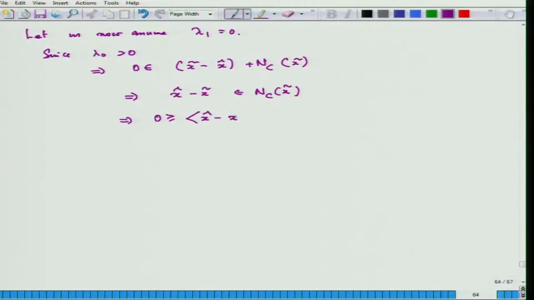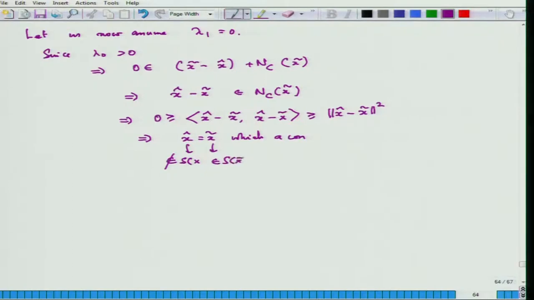which would imply that x hat minus x tilde... So, this would immediately imply that x hat is equal to x tilde, which is a contradiction, because this is not in S x bar and this thing is in S x bar. So, there is a contradiction. So, this would imply for us that lambda 1 is also strictly bigger than 0.